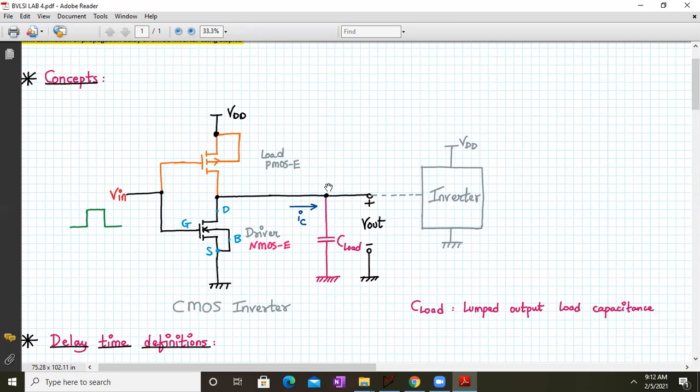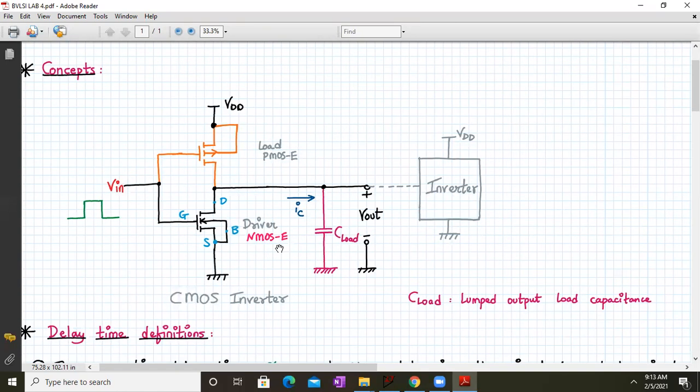Now, this CMOS inverter is not used alone. It drives another circuit also, like it can drive another CMOS inverter. So this C load plus the input capacitance might be considered for the calculation. This C load is the total lumped output load capacitance, representing all the inter-electrode capacitances associated with the MOSFETs.